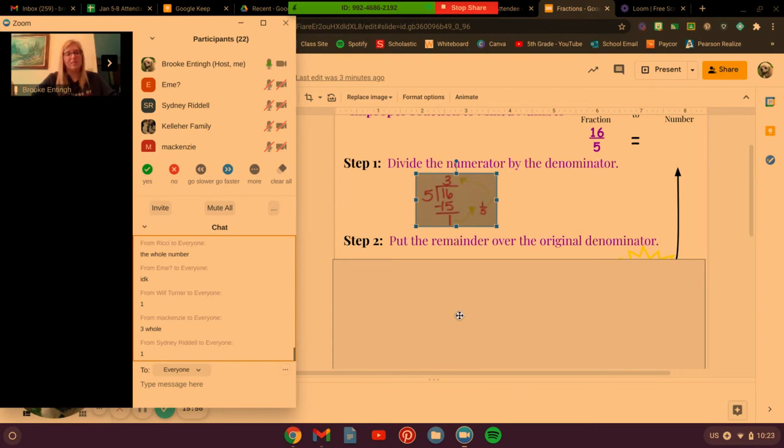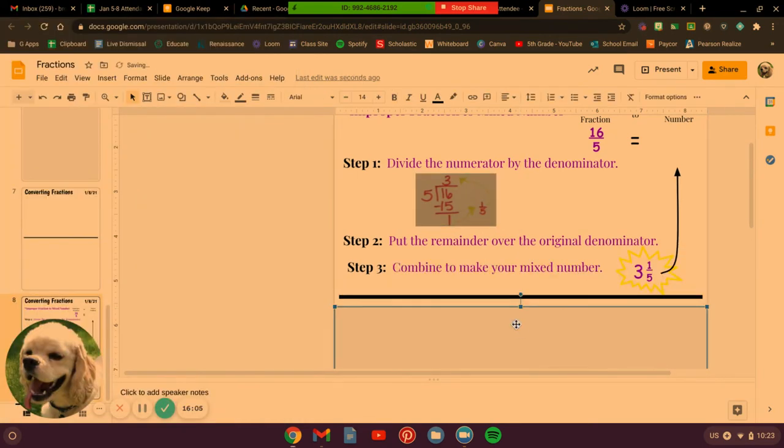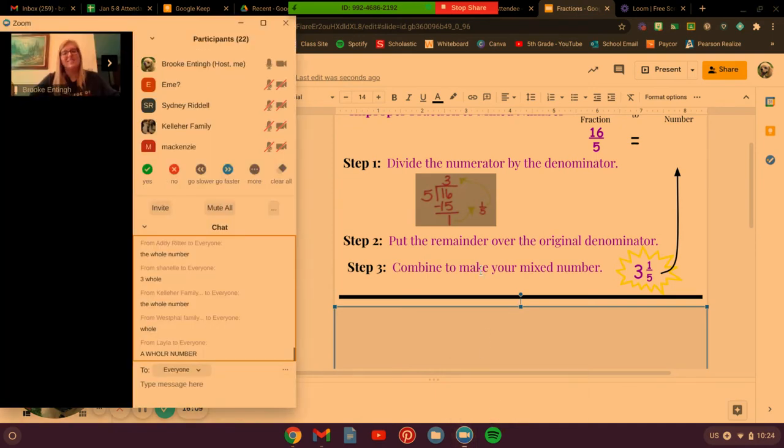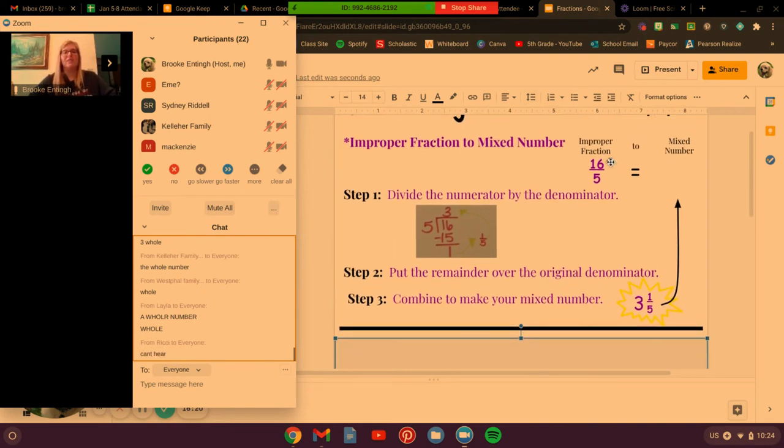So I see people typing 1, and I think by 1 you mean whole. The 3 becomes our whole number. So what that means, let me scoot this down. It says combine to make your mixed number. That 3, whatever number goes in evenly, that becomes your whole number. So, 5th grade, basically what we're saying is when we have 16/5, that is the same as having 3 whole pizzas with a 5th left.